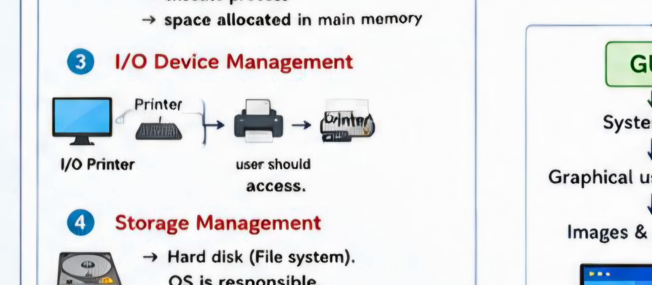Now coming to the fourth functionality of the operating system, that is input output device management. Let us suppose you have 3 desktops and only a single printer, and you want to print something. Our operating system will manage which user should access it. This is about input output device management. We'll understand everything in detail; this is just an introductory video.